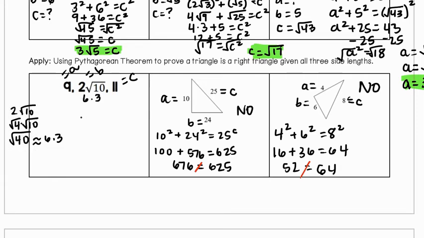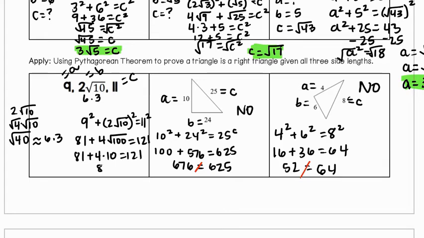So my A is 9, my B value is 2 root 10, and my C value is 11. 9 squared is 81. When we square this, we get 4 times 10 equals 121. We do 81 plus 4 times 10. That's 40 plus 81 should equal 121. Those two numbers added together do equal each other. And so since these are true statements here, then this would make a right triangle.